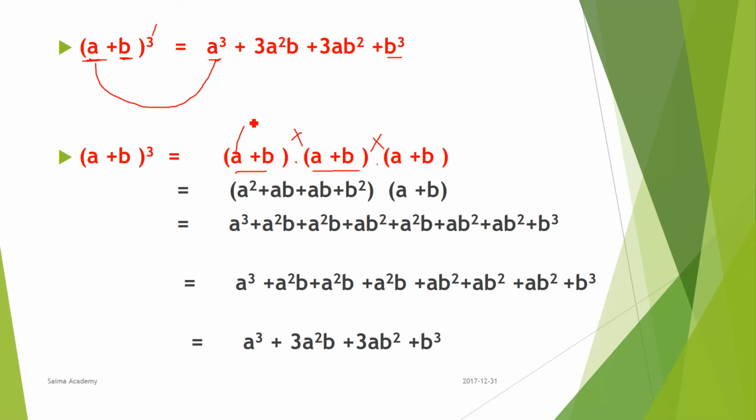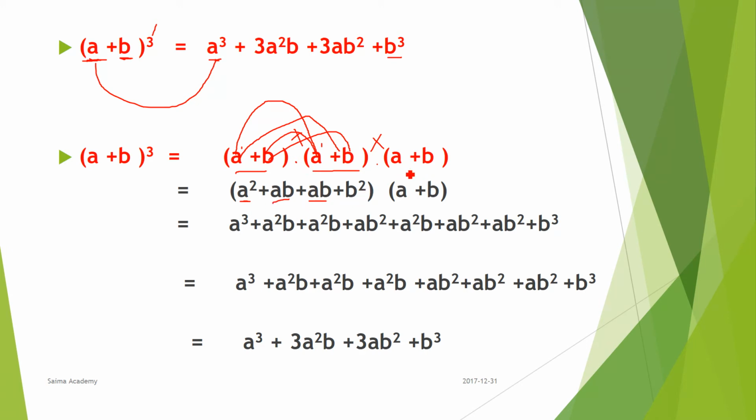So how will we multiply it? First we start with a, multiply a by a. This a has one exponent, this a has one exponent, so a is square. Then multiply a with plus b, so it is ab. Then we multiply with plus b: b and a gives ab, and then b and b multiply, you add the exponents, so it will be b square. So we solved these two parentheses, and the answer is a square plus ab plus ab plus b square.